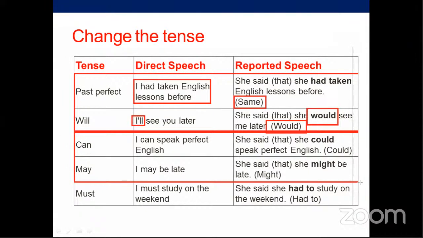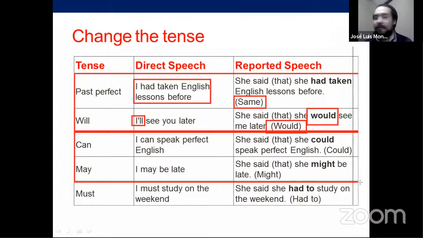Okay, "I can speak perfect English." And she said that she could speak perfect English. "I may be late." And she said that she might be late. Thank you, Lourdes.